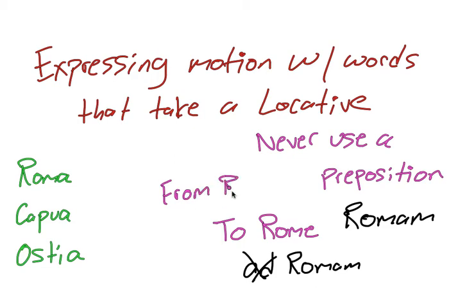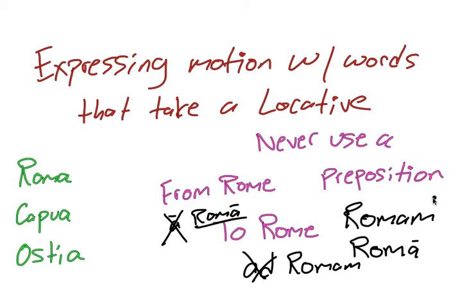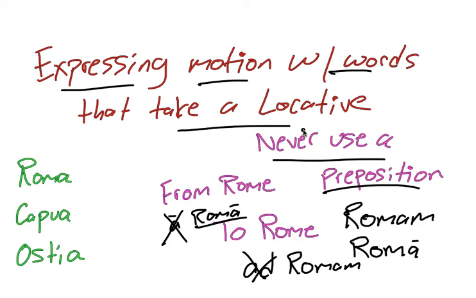Same thing if you wanted to say from Rome. Okay, from Rome. You would never say a Roma. Get rid of that preposition. You would just say Roma. You would just put the word into the ablative. So Romam would be to Rome. Roma would be from Rome. So never use a preposition when you're expressing motion with a word that takes a locative. Okay, and so any city, Roma, Capua, Ostia, those would all fit that criteria. Okay, so that's first declension in the singular.